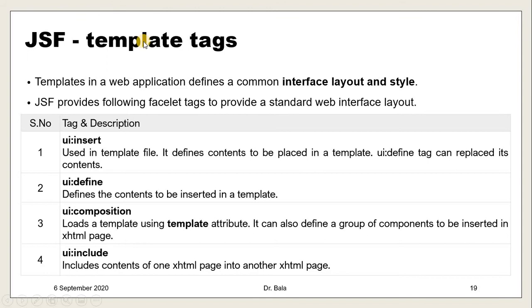Now we will go to the template. Okay, this is the last topic in site navigation. Templates in a web application give an interface layout and style. To provide a style or layout, we are going to use the template. In the template, we have UI fragments: UI is the fragment name, in which we have ui:insert, ui:define, ui:composition, ui:include.